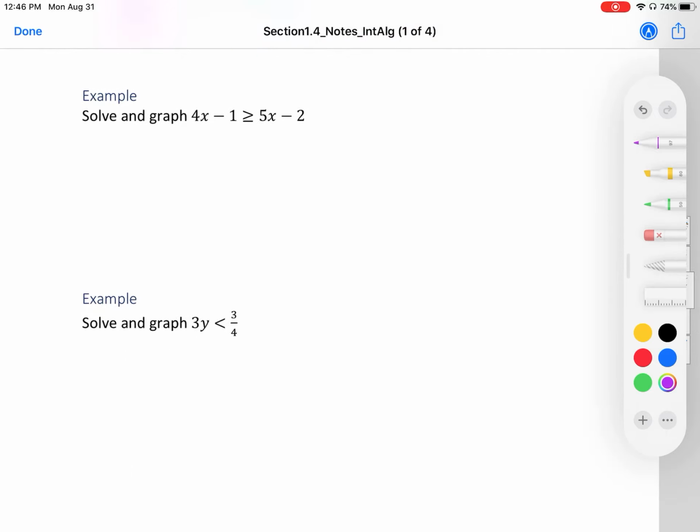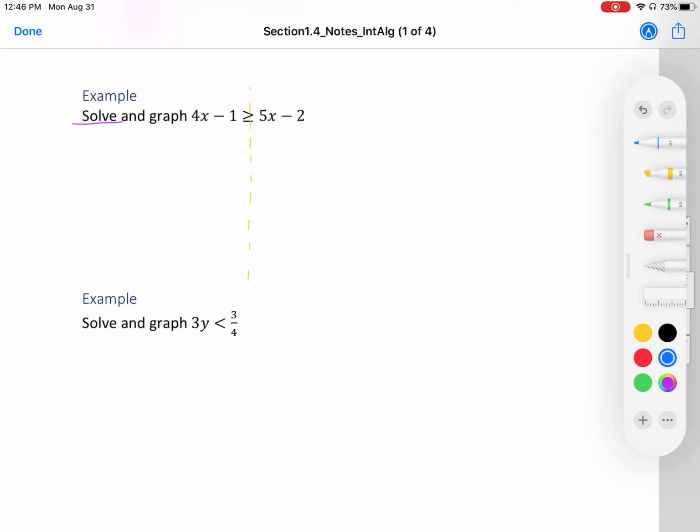All of our rules from equality extend to inequalities. So we have our addition rule and our multiplication rule that we can bring over. All right, so we're asked to solve. So let's get x by itself. Treat your inequality as an equal sign. Sometimes students find it helpful if you draw a line through it.